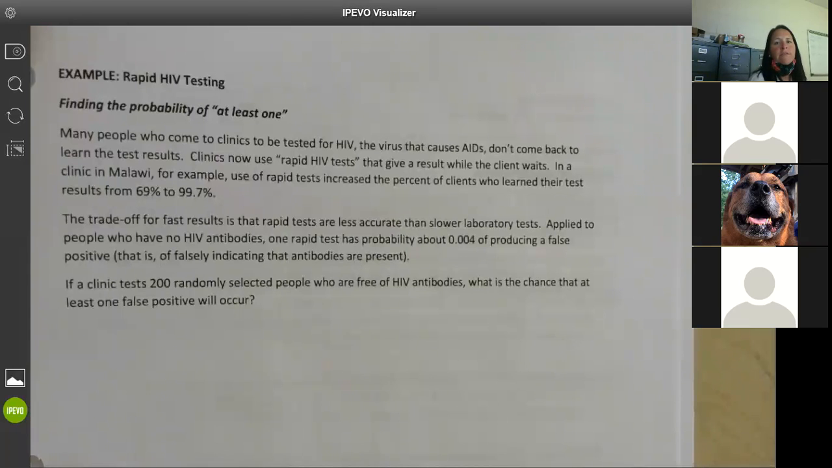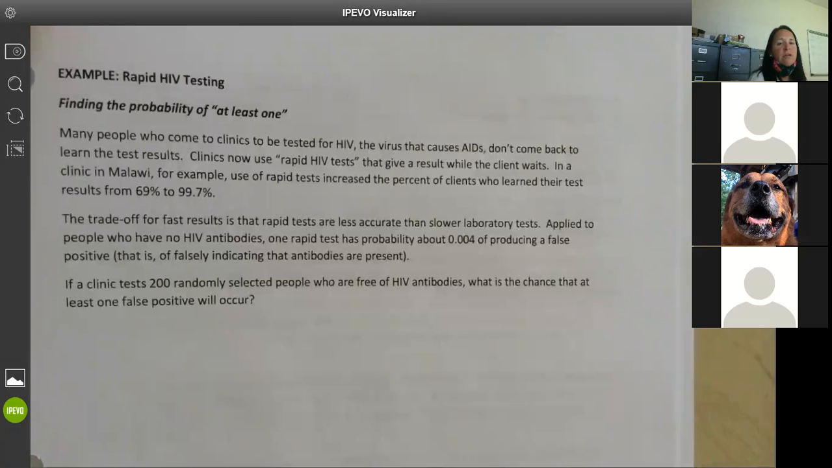For example, use of rapid tests increased the percent of clients who learned their test results from 69 to 99.7%. The trade-off for fast results is that rapid tests are less accurate than slower lab tests. Applied to people who have no HIV antibodies, one rapid test has a probability of about 0.004 of producing a false positive. That is, of falsely indicating that antibodies are present.